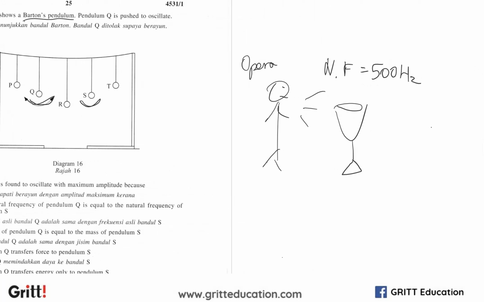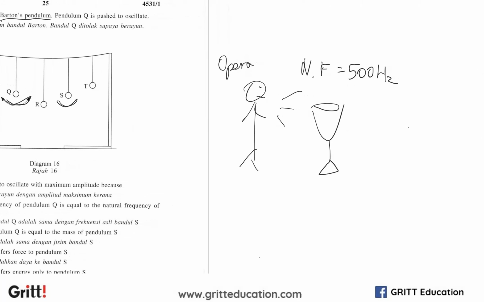Now let's see why. Let's give an example of an opera singer and a wine glass. Let's say that the wine glass has a natural frequency of 500 Hertz. The opera singer is of course going to sing at different frequencies. She can maybe start at 20 Hertz and then go as high as 2000 Hertz, for example.